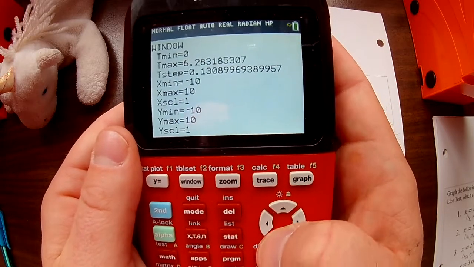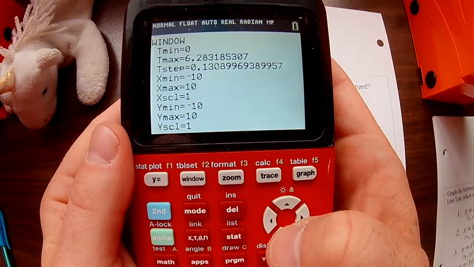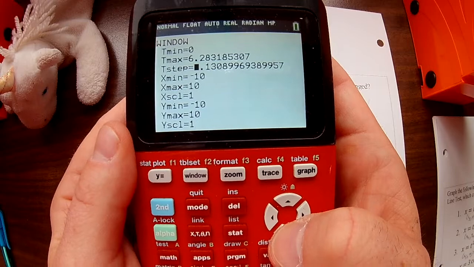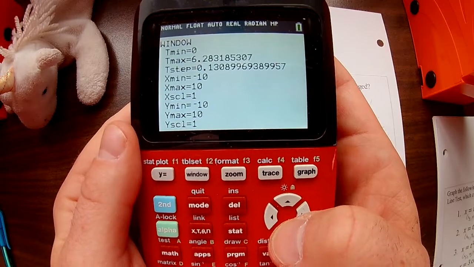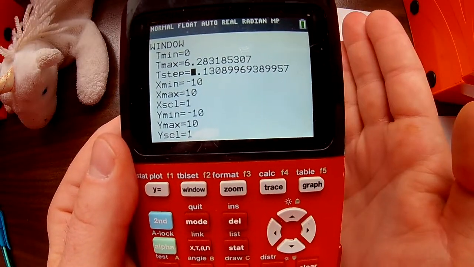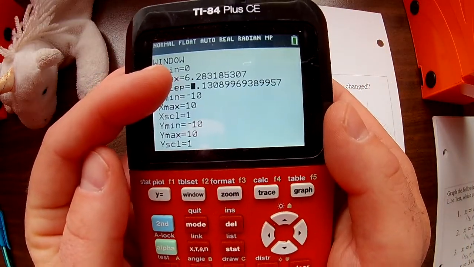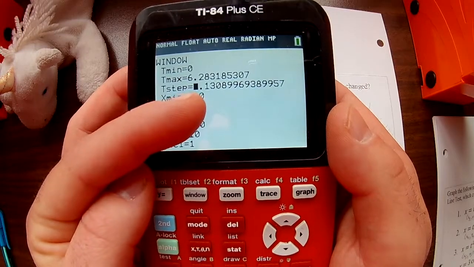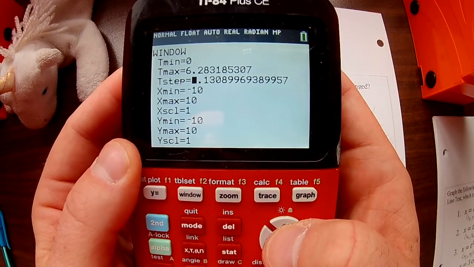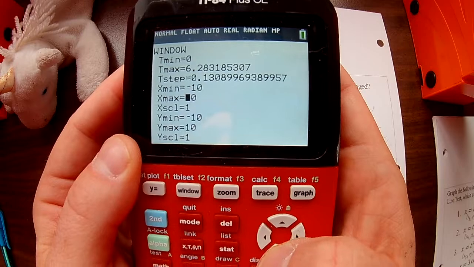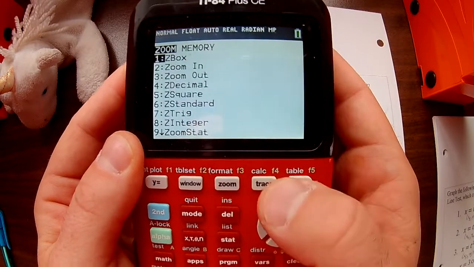This t step, really don't mess around with that. It's just like the x step on your function mode. It determines how much they move for each t value that they calculate. So it's going to start at 0, and then the next point that it's going to graph is 0.13 for t, and then 0.26, etc. The bigger you make this, the worse your graph. The smaller you make it, the longer it takes to graph. And then you can see the traditional xmin, xmax, xscale, ymin, ymax, and so on. Zoom, we already went through that.